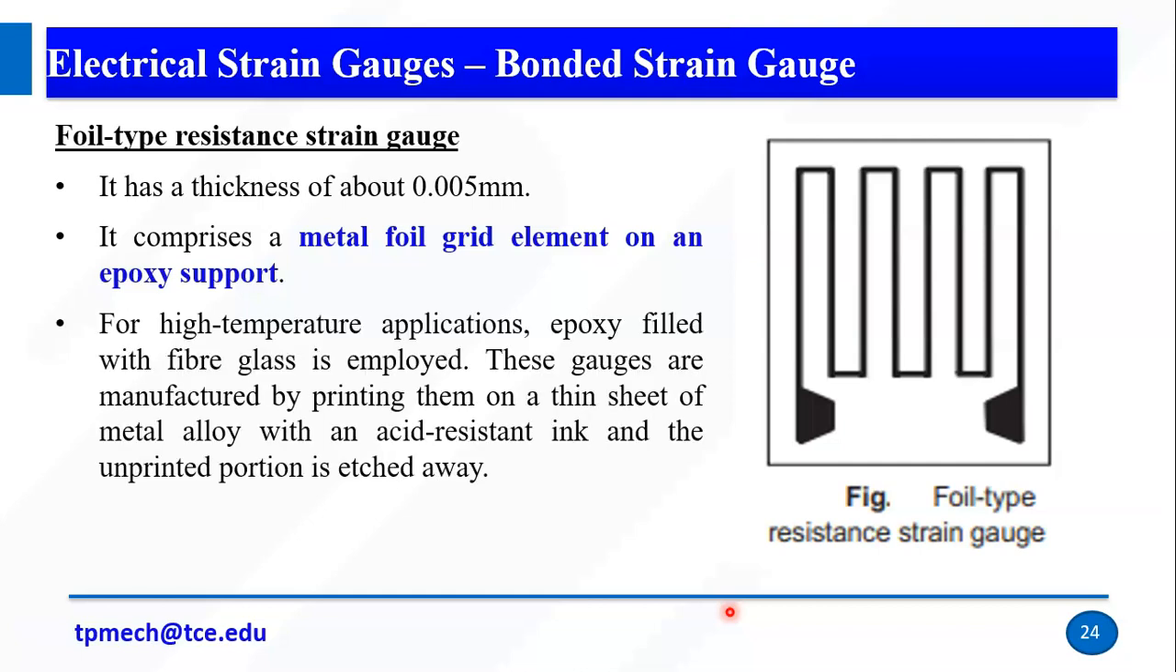So for high temperature application, epoxy filled with fiberglass is also employed. So these gauges are manufactured by printing them on a thin sheet of metal alloy with an acid resistant ink and the unprinted portion is etched away. So how do they fabricate it? Most of the components are made as a MEMS component. MEMS is nothing but micro electromechanical system, where we have a process called etching. Etching means we print what we need and remove the remaining unwanted portion. That is etching.